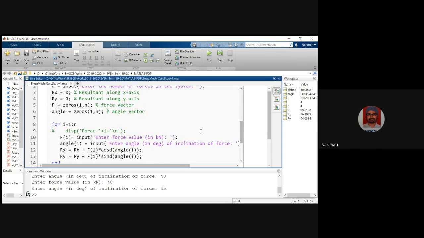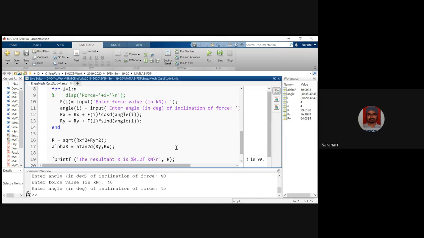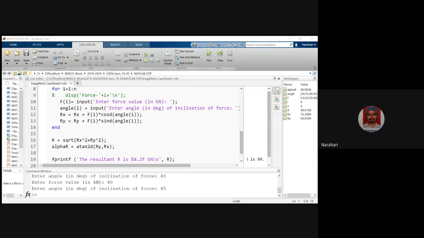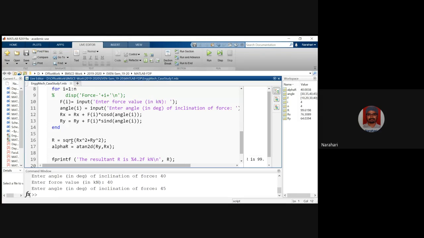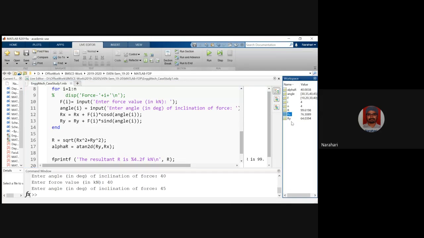So now I think it was Professor Ajay who was asking whether Rx and Ry will become vectors. You can see here, I can show you this command in the workspace window. You can see here Rx and Ry are just simple scalar values, right?